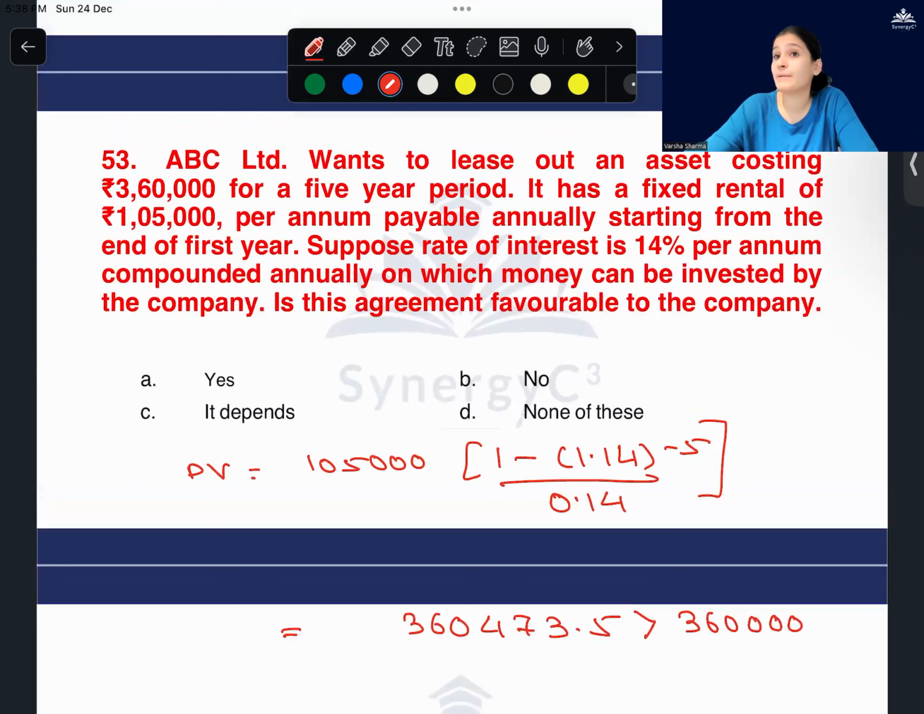Now, is the agreement favorable to the company? The agreement means the rent agreement. Is the rent agreement favorable to the company? Yes. Agreement is always for the rent. Clear? Whenever they say agreement, they're talking about the renting agreement. So renting, is it favorable to the company? Yes, it is favorable to the company. Clear?